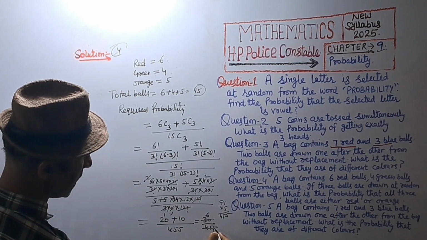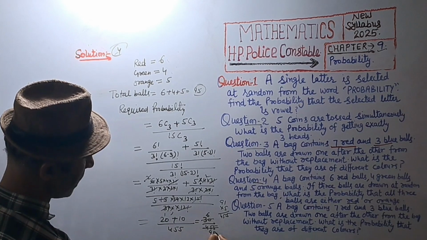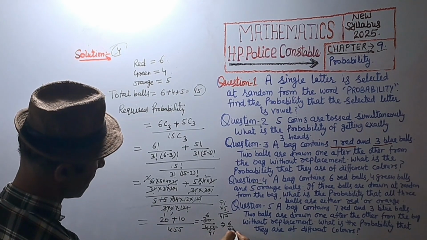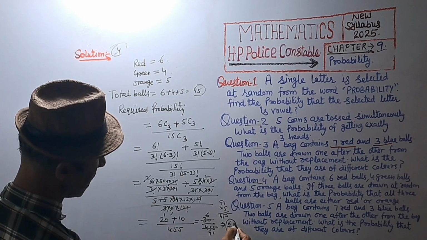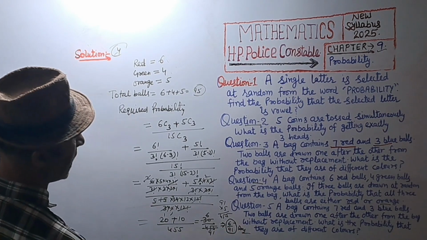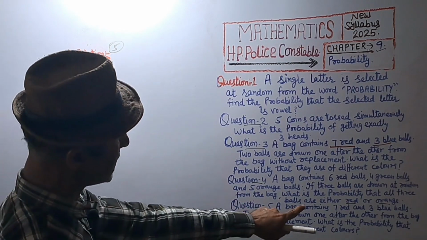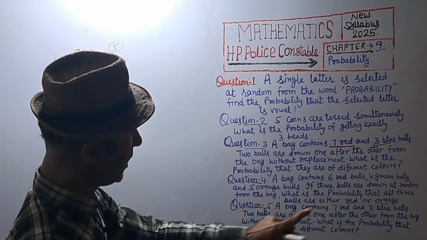5 6s are 30 and 5 9s are 45, 5 1s are 5. So we get 6 upon 91, answer. Question number 5. A bag contains 7 red and 3 blue balls.